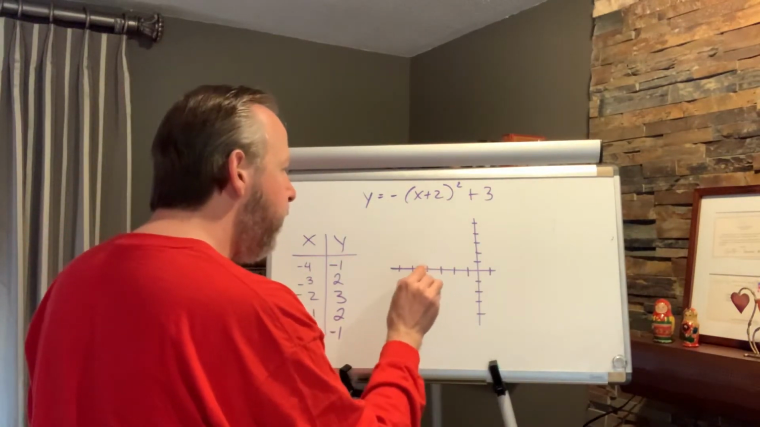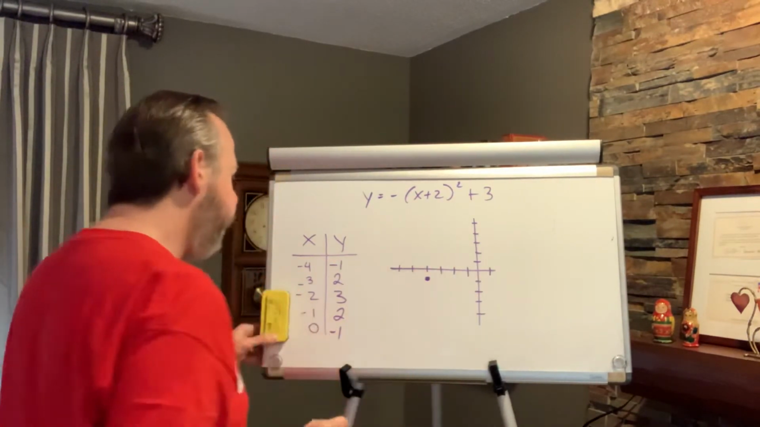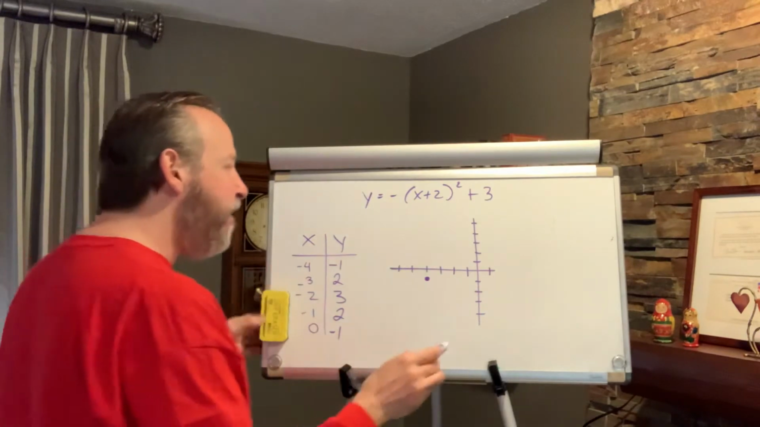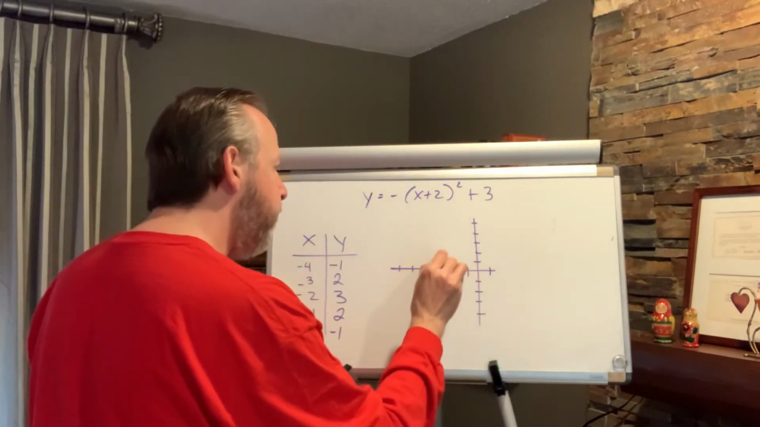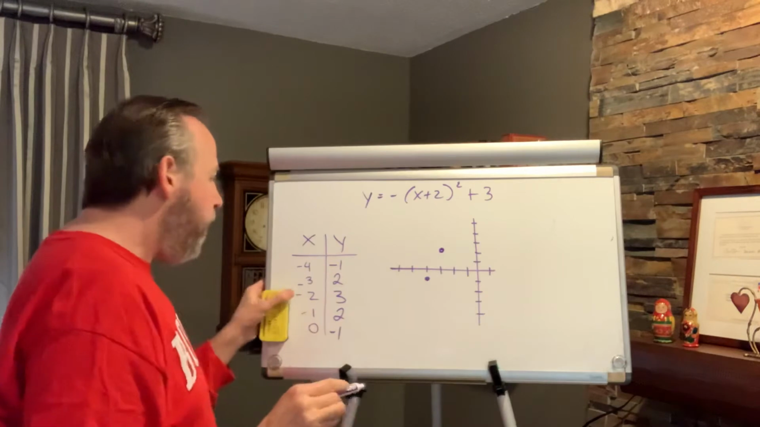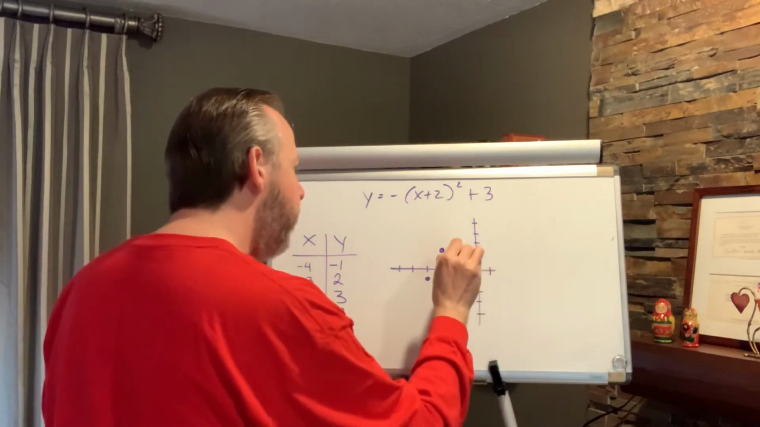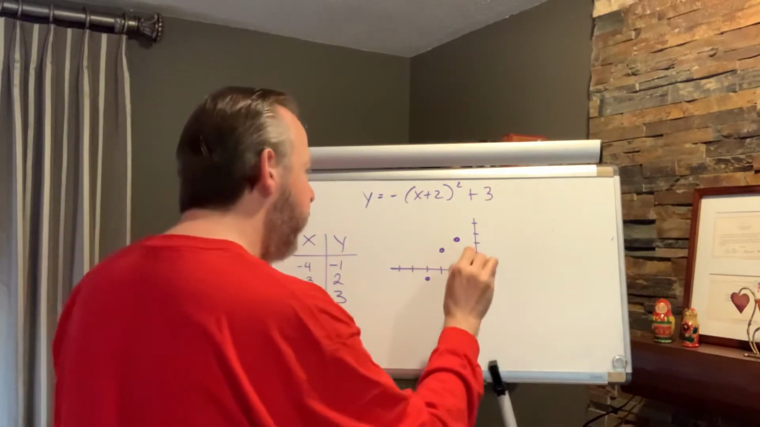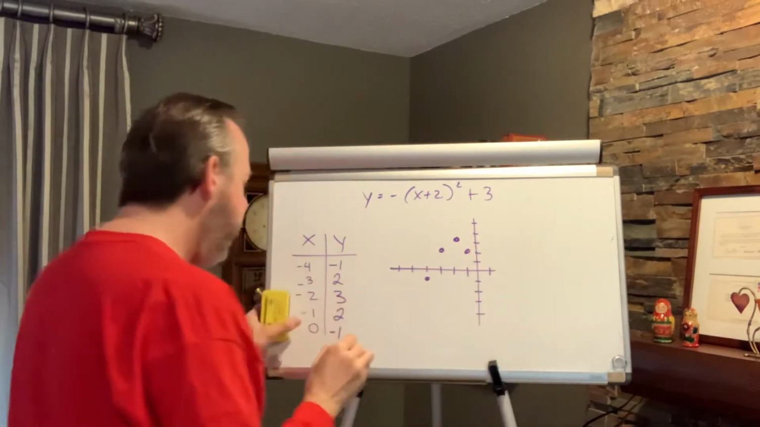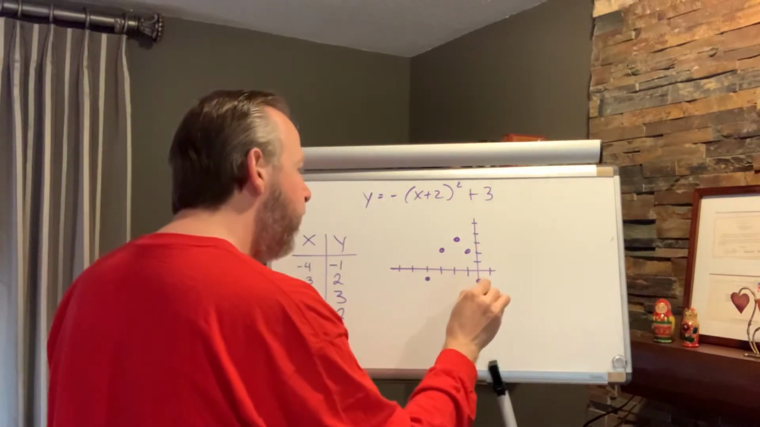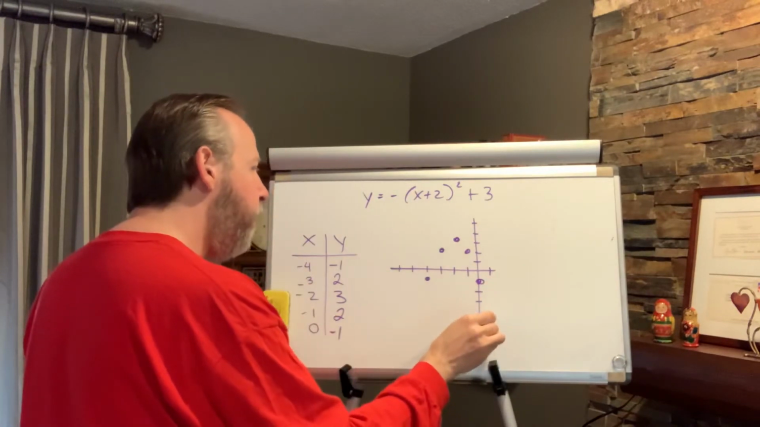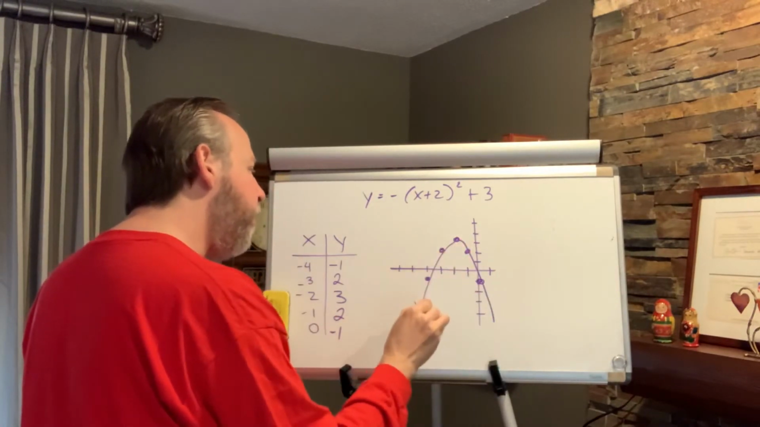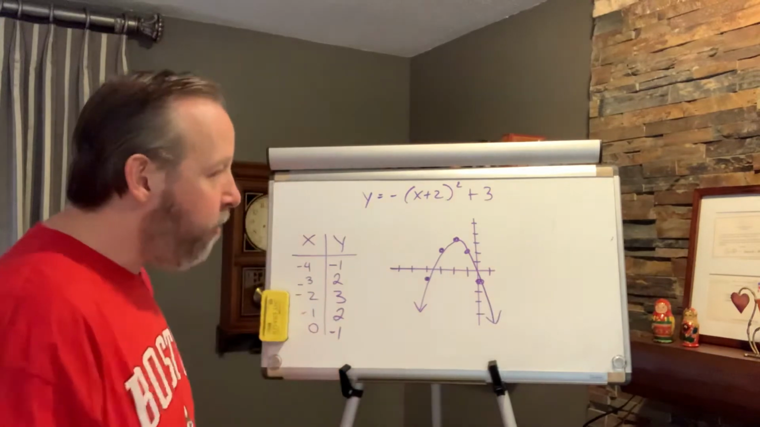1, 2, 3, 4, down 1, put a dot there. Negative 3, positive 2, up there. Negative 2, positive 3 is up here. And now we find the symmetry. Negative 1, positive 2 is over there. And 0, negative 1 is right there. And we sketch through the parabola. And we've got our answer.